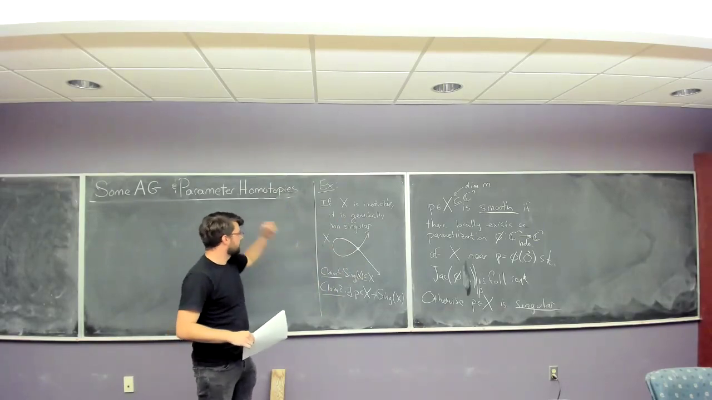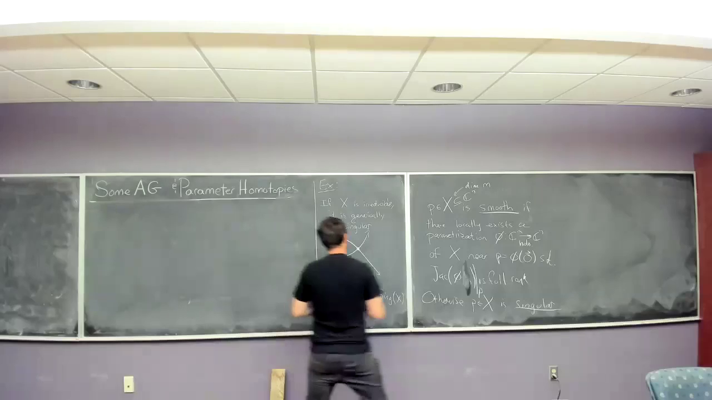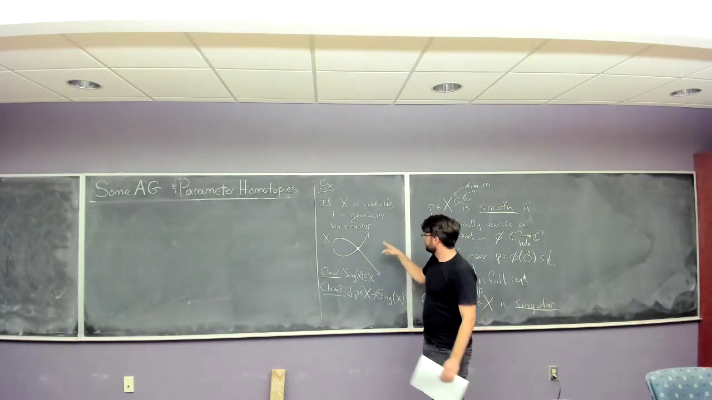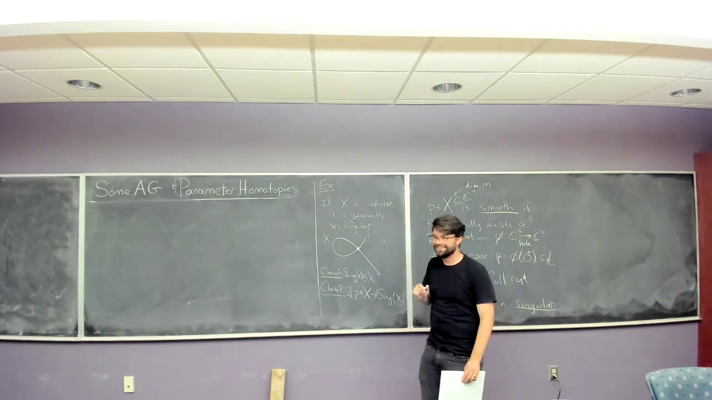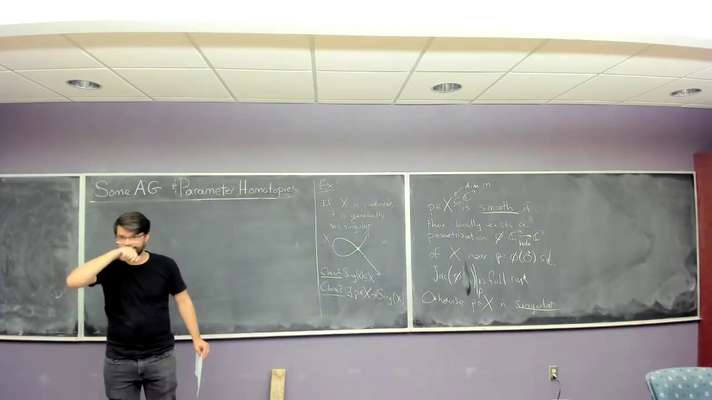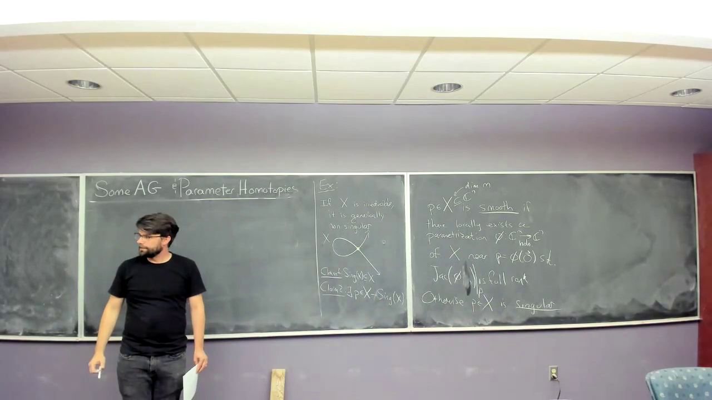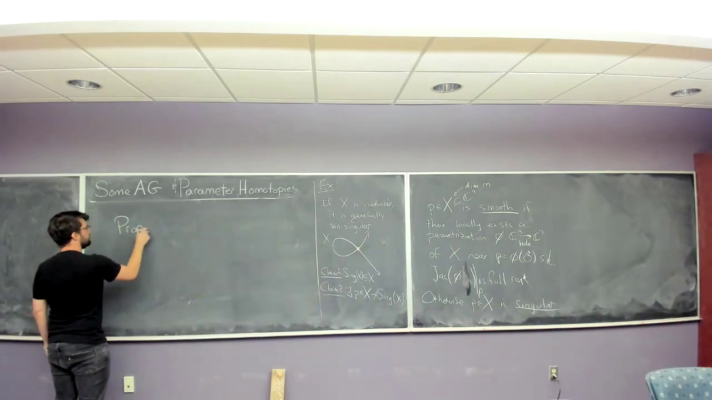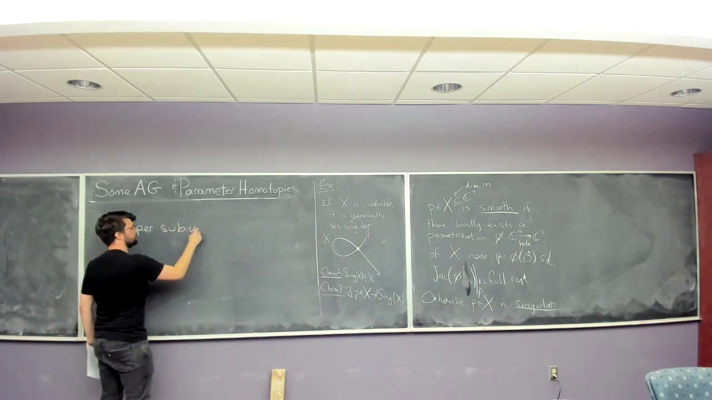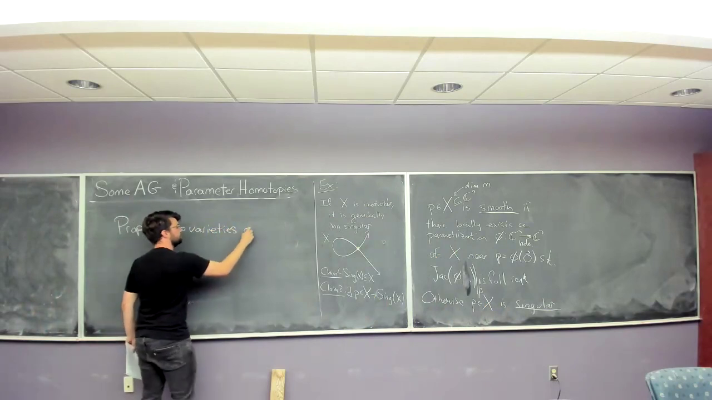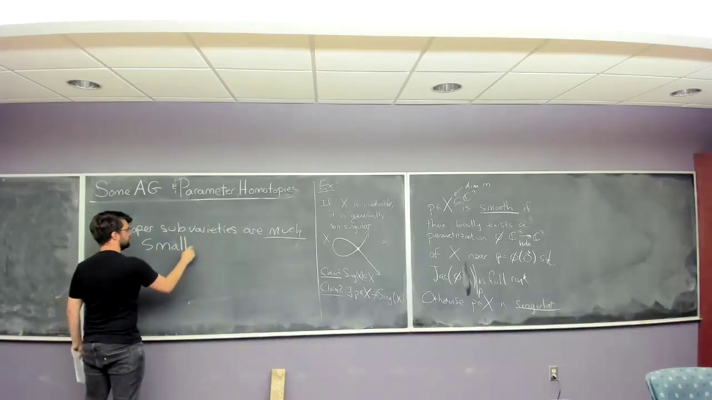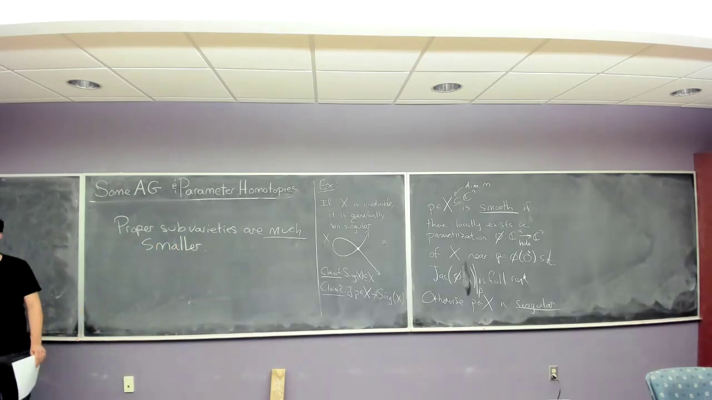Okay, so anyway, for example, I could say that generically on this variety, none of the points are this point. Okay. So that's kind of something silly. Proper subvarieties are much smaller than the variety they live in.